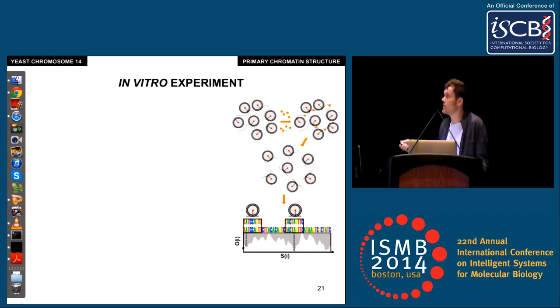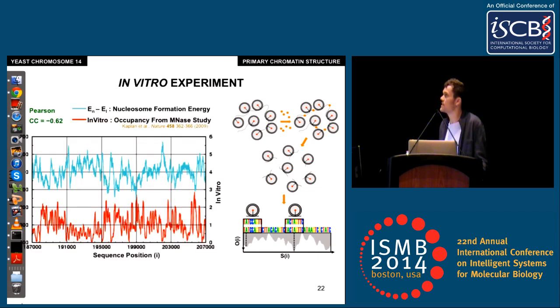You may have heard about nuclease digestion, MNase digestion experiments. They can produce profiles, and here is a profile on a well-studied region from yeast chromosome 14. The red line indicates a nucleosome occupancy profile, and the blue line is our nucleosome formation energy for different sequence positions of the nucleosome. And as you could see, wherever the occupancy is high, our nucleosome formation energy is low. The overall correlation is roughly 0.67, meaning that this is basically what we predict as being the physical factor in nucleosome positioning.